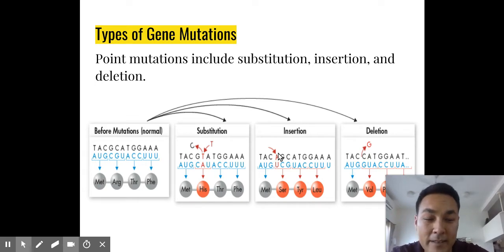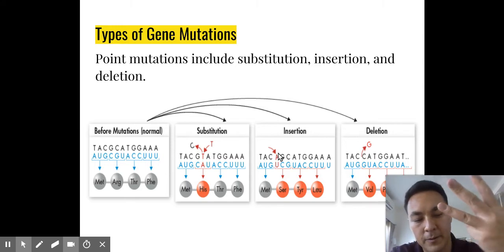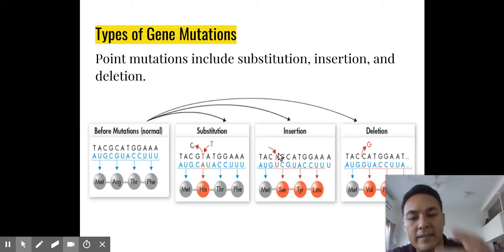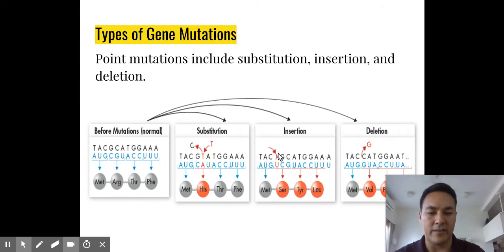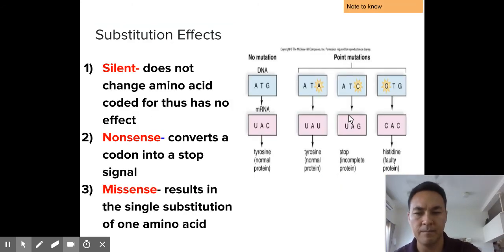I then expanded upon this with muscular dystrophy to show you that if you delete items in a multiple of 3, then it might just delete one amino acid. But that's going to be tricky. I want you to just get the big picture on this. What are the effects of those mutations?